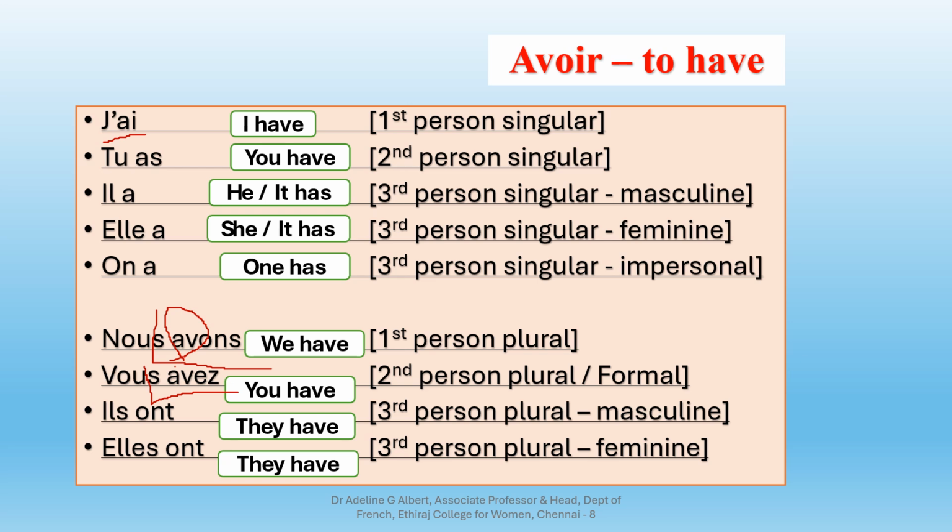Can you notice that in nous avons, I do not pronounce the S in nous, in avons. In vous avez, I do not pronounce the Z. In ils ont, plural, I do not pronounce the S. I do not pronounce the T. I pronounce the S in the second word. Okay? So the last consonants are normally not pronounced. That's what I'm trying to say.